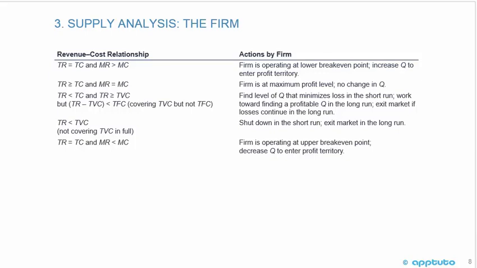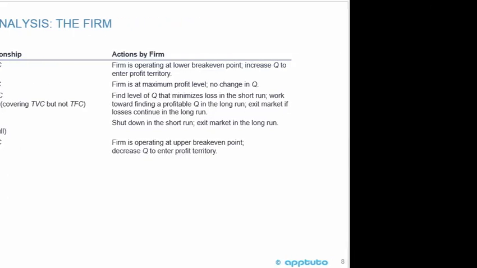If total revenue is less than total cost, well, you can figure that out. And if total revenue is greater than or equal to the total variable cost, you find the level of quantity that minimizes the loss in the short run, work towards finding a profitable quantity in the long run, and exit the market if losses continue in the long run, okay? And if total revenue is lower than total variable cost, not covering the total variable costs in full, shut down in the short run, exit the market in the long run. And finally, if total revenue equals total cost, but marginal revenue is less than marginal cost, the firm is operating at the upper break-even point. Decrease the quantity to enter profitable territory.